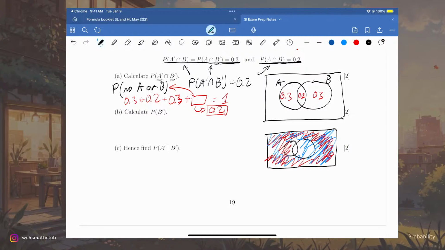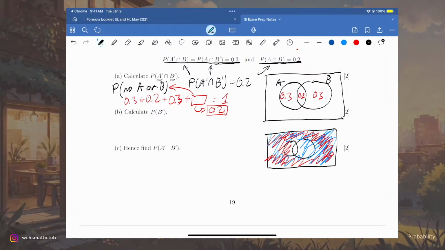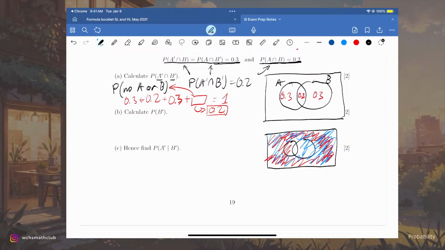And if you're actually doing this on an IB exam and this is a long answer, then you obviously don't want to do what I did over here, writing a whole bunch of random stuff. You obviously want to assign variables. Don't just write a blank here.